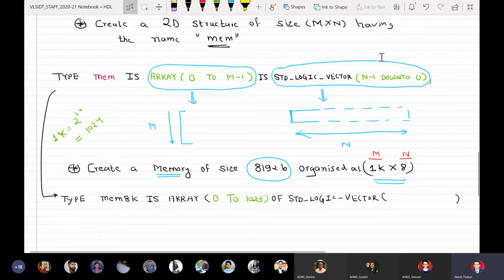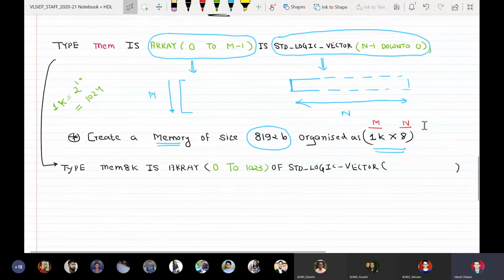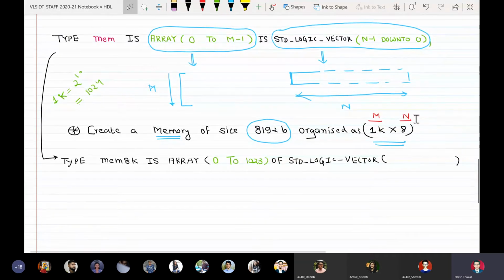It is so simple. It is mere substitution, Danish. N is supposed to be written as n minus 1 down to 0. N is already given as 8. So what should I write here? 7 down to 0.